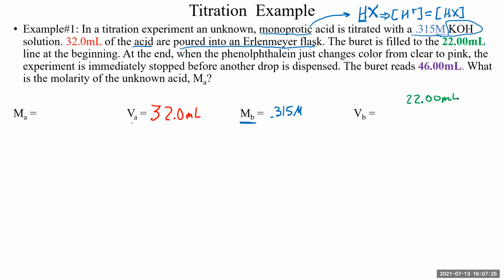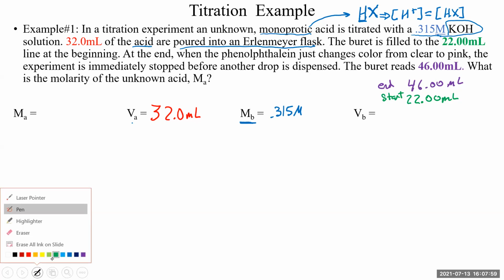At the end, when the phenolphthalein just changes color from clear to pink, that's the equivalence point, and the experiment is immediately stopped before another drop is dispensed. Otherwise, you've overshot the mark. The burette now reads 46 milliliters. So we have 46 milliliters. This is the end, and we have our starting point on the burette. So we started with 22 milliliters in our burette. We ended with 46 milliliters in our burette.